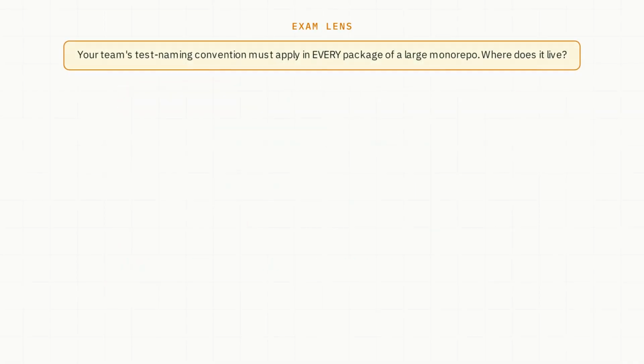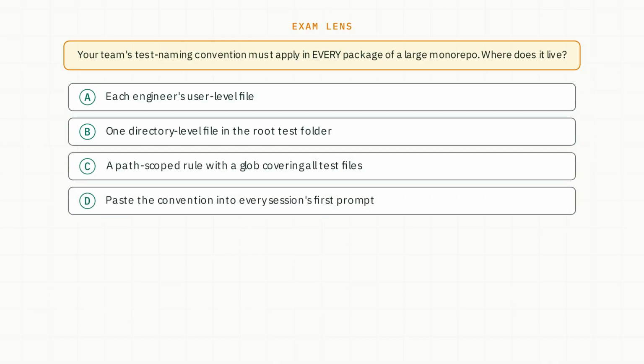The exam lens: your team's test naming convention must apply in every package of a large monorepo. Options: put it in each engineer's user-level file, put it in one directory-level file at the repository root's test folder, define a path-scoped rule with a glob pattern covering all test files, or paste the convention into every session's first prompt. The user-level answer fails the new hire test.